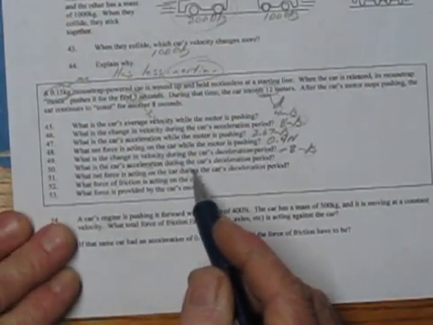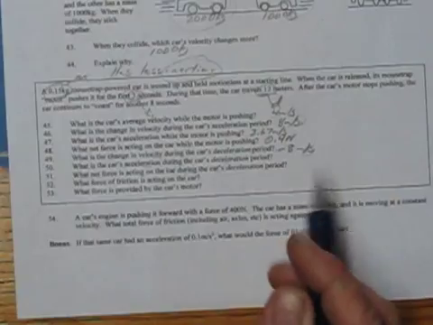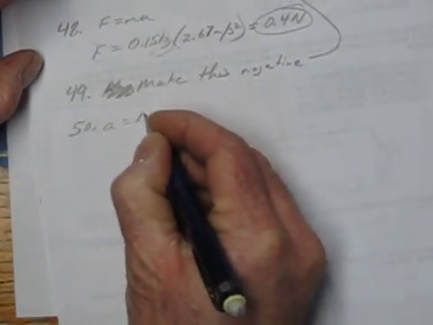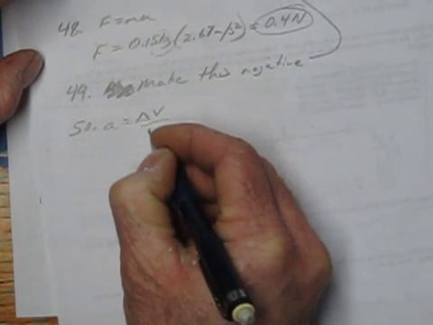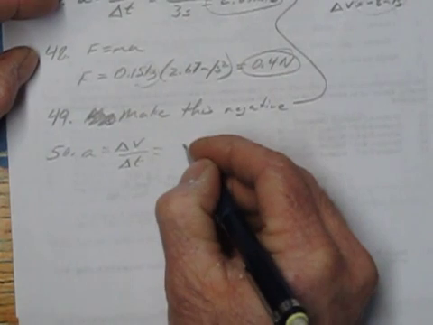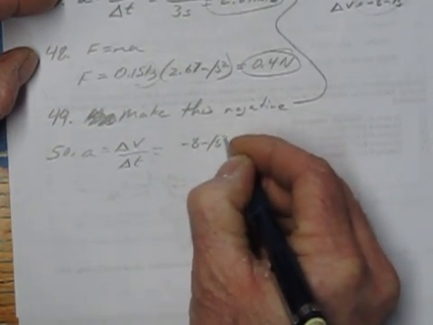What's the car's acceleration during the deceleration period? Well, that's easy too. Acceleration, same formula as before, always. Change in velocity over change in time. We've got the change in velocity. It's negative 8 meters per second squared.